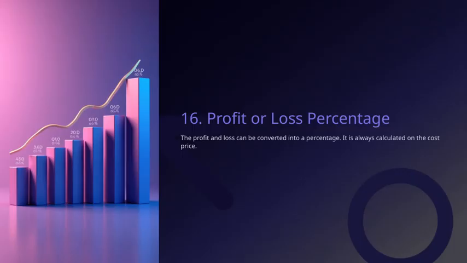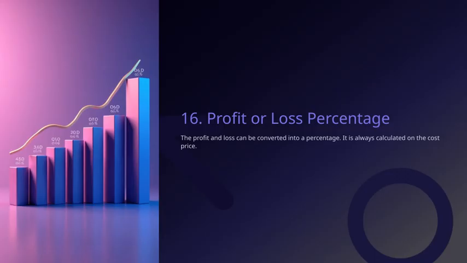Let's talk about profit or loss percentage. This is a really useful way to understand how well a business is doing, because it puts the profit or loss into perspective relative to the cost. The key point here is that we always calculate this percentage based on the cost price, not the selling price.